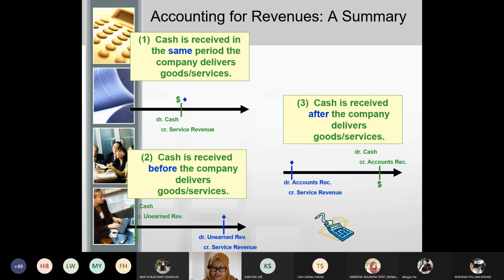And the third one is in case the cash is received after the company delivers the goods or services. In this case, the journal entry records the delivery of goods or services. Because we deliver the goods first, we debit accounts receivable because we haven't received the cash yet. So we debit accounts receivable, and since we already delivered the goods or services, we credit revenue. Later, when we receive cash from the customer, we debit cash and credit accounts receivable. We have to remove accounts receivable.